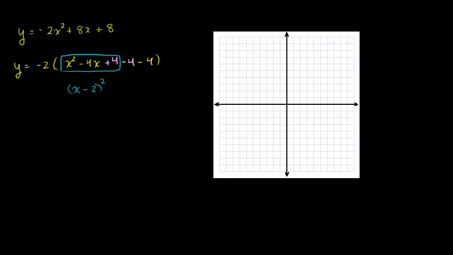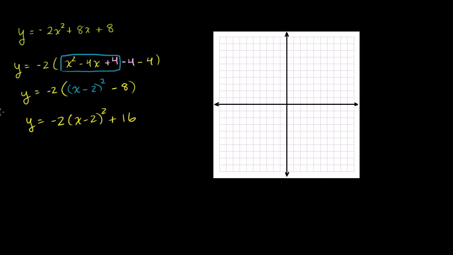And then you have this -2 out front multiplying everything. And then you have a -4 minus 4, which is -8, just like that. So you have y is equal to -2 times this entire thing. And now we can multiply out the -2 again. So we can distribute it. y is equal to -2 times x minus 2 squared. And the -2 times -8 is plus 16. Now, all I did is algebraically rearrange this equation.